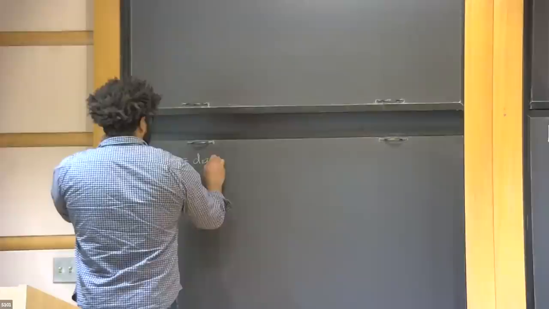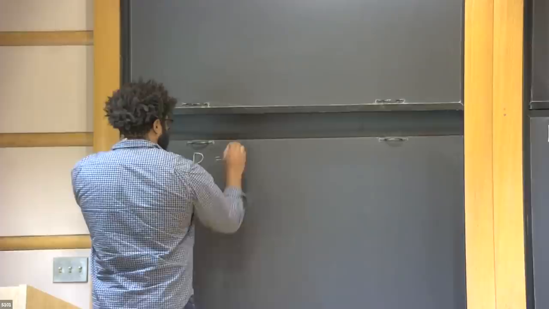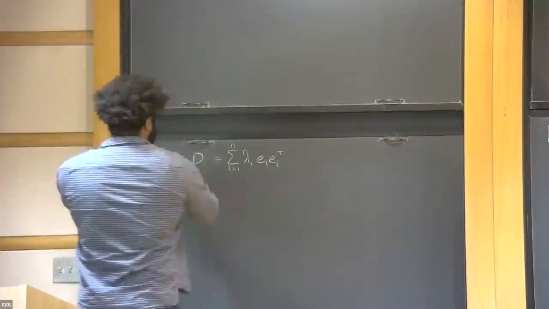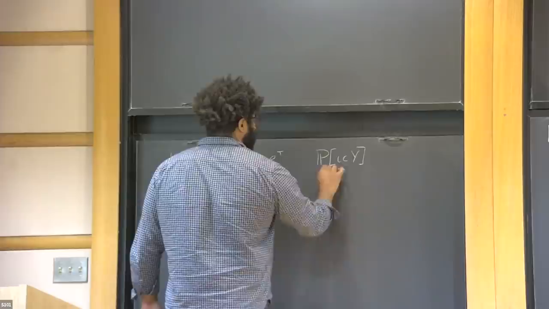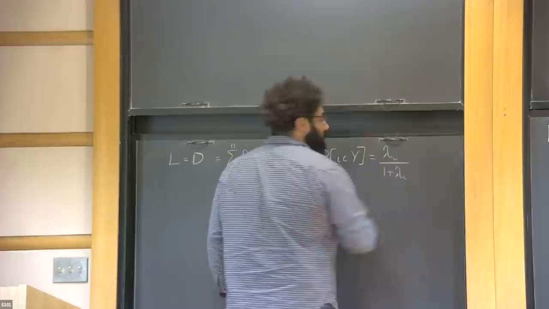Well, you can just write this in terms of its eigendecomposition. So you get some lambda i's, and I'll just order them based off how they appear in the diagonal. Okay. So here, if this is your L matrix, then the probability that i appears here is just lambda i divided by... how do you say that?